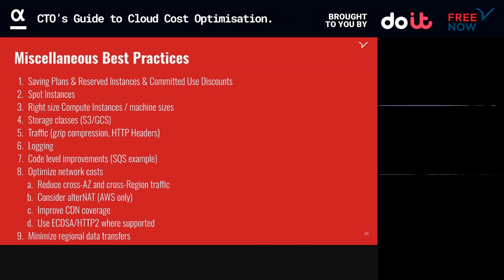Hey, thanks for the talk. Pretty cool. I want to potentially add a thing or two to optimize network cost. One big cost saver could be using AWS VPC endpoints for S3, Kinesis, or whatever other AWS services you use.